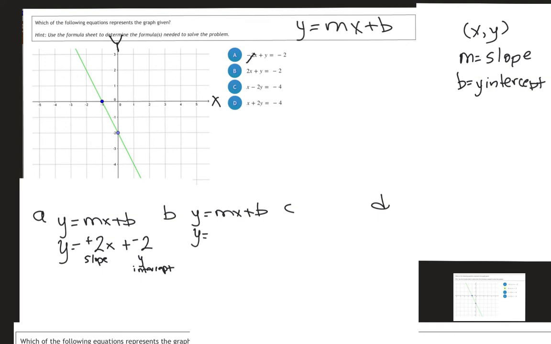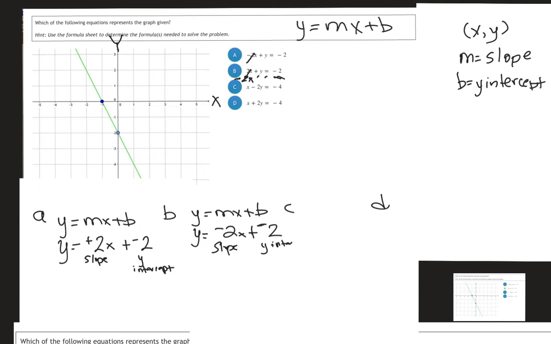The y is right beside the equal sign, where it's supposed to be. I have to subtract 2x from both sides. It cancels out over here, and it appears over here. And then the negative 2 is still there. Now it's in the proper format. We have a slope of negative 2 and a y-intercept of negative 2 also.